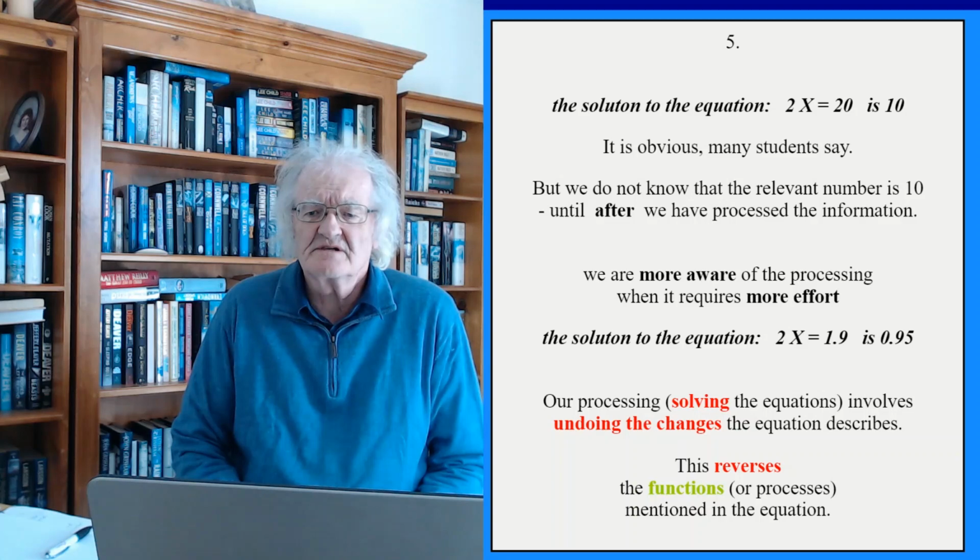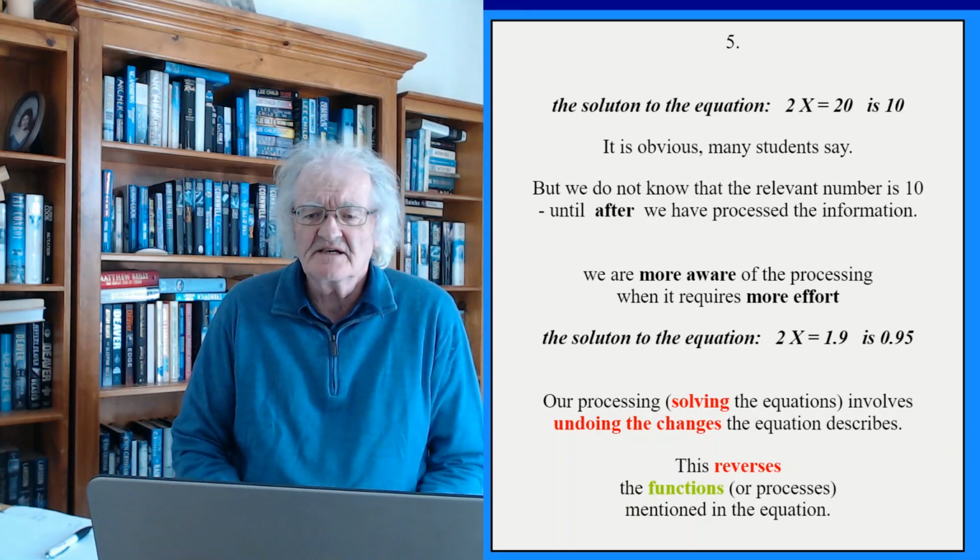The solution to the equation 2x equals 1.9 is 0.95. People are more aware that they are calculating with that example than with the previous one.